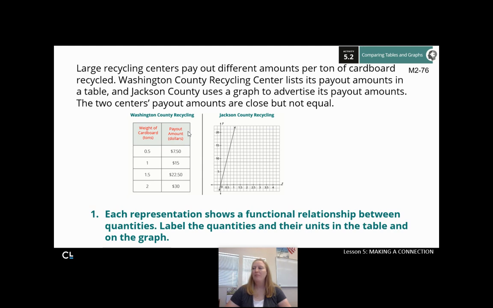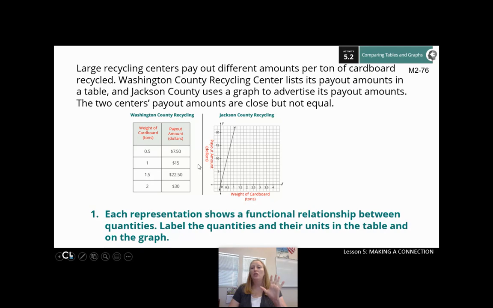Yay, we like that. Now, of course, you remember that your input is your x-axis and your output is your y-axis, or maybe you remember that the independent quantity is your x-axis and the dependent quantity is your y-axis. Either way, we should say that our x-axis is the weight of cardboard in tons, and the y-axis is our payout amount in dollars. How much money am I going to make? This is important because it's going to help us answer the next several questions.